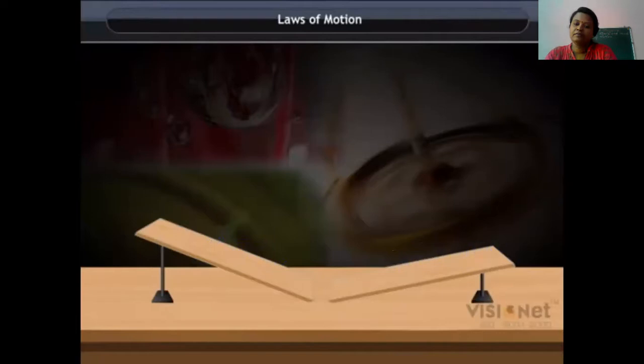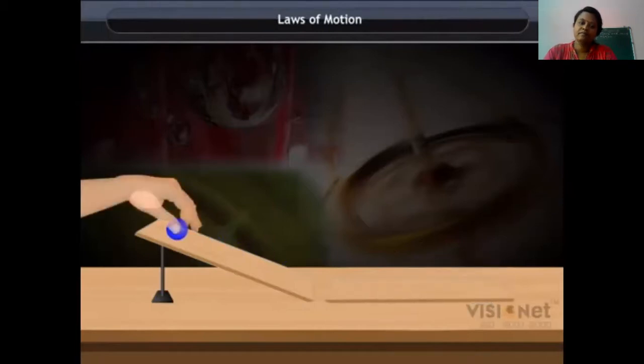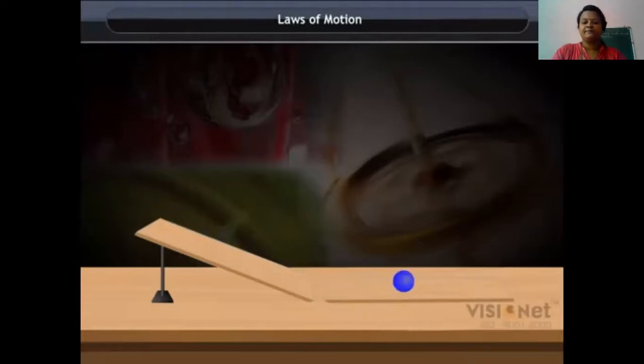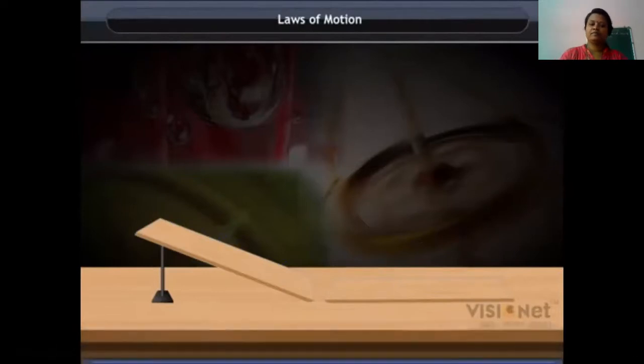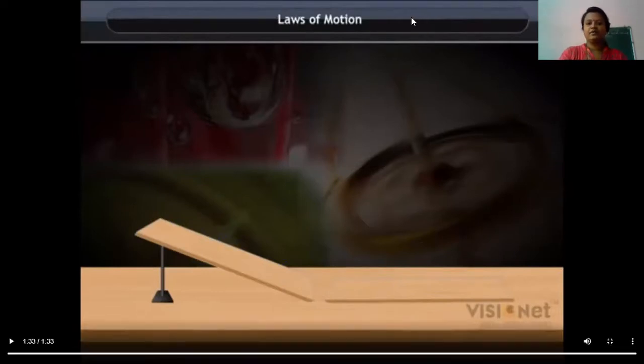We can keep on doing it, but what happens when the slope of the inclined plane eventually reduces to zero? That is, it becomes horizontal. The marble will continue to travel forever trying to reach its original height. But this is impossible in practice because ideal conditions cannot be achieved. So this was the first law of motion explained by Galileo with an example of an inclined plane.